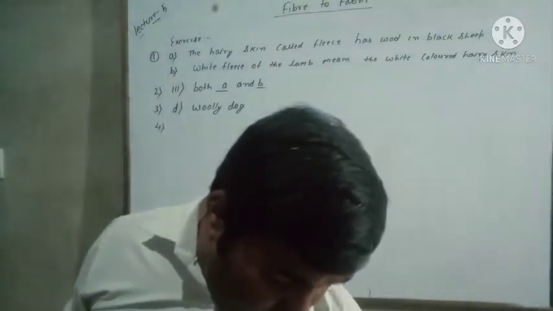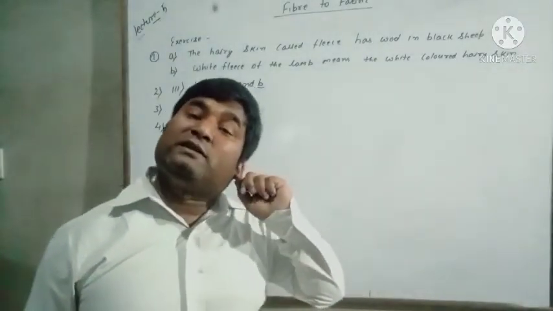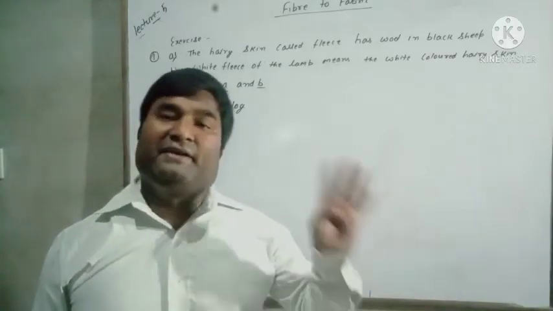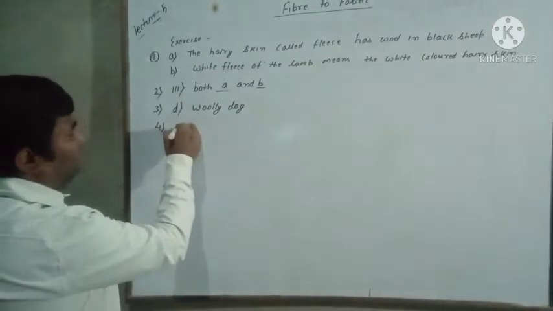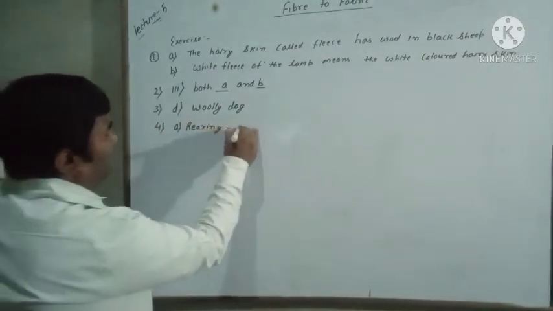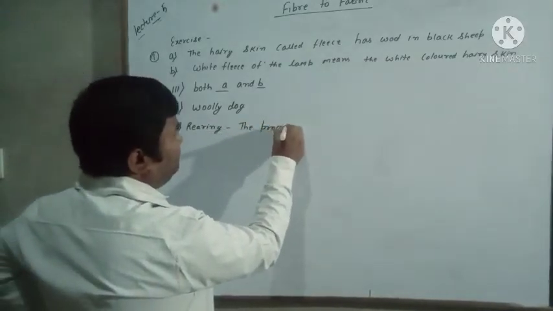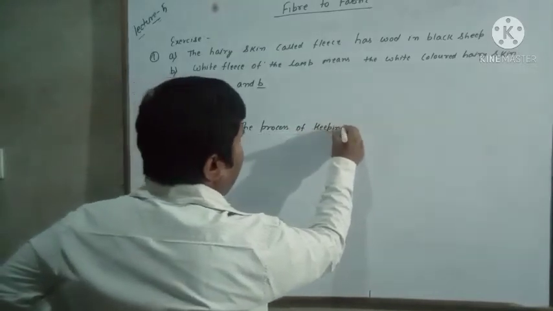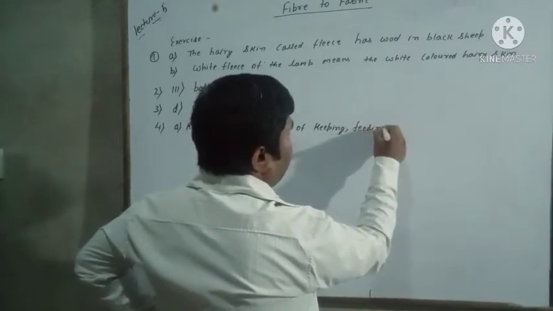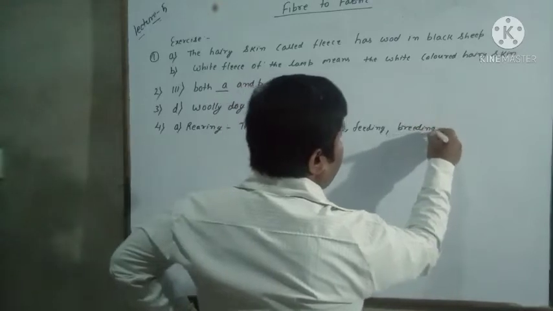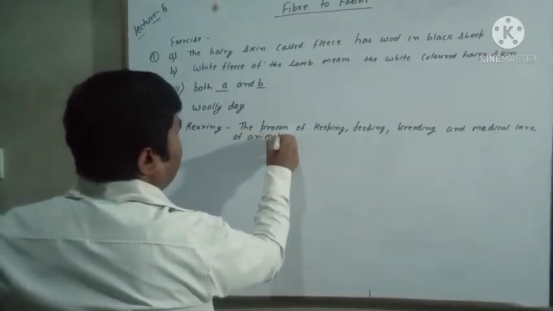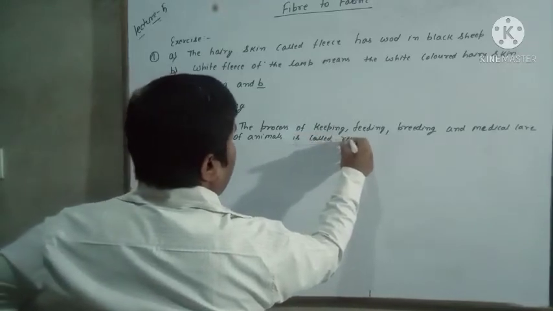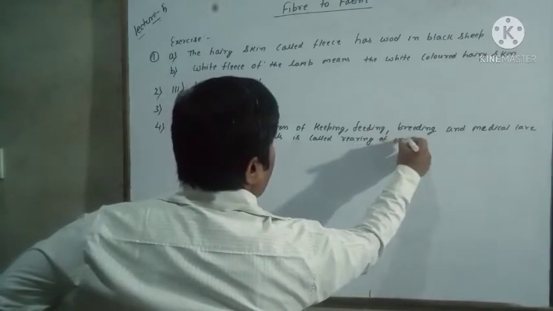Fourth. What do you mean by the following term? Rearing. Rearing means taking care of. Rearing means breeding, feeding, taking care of, and medical care all together is called rearing. So A, rearing, the process of keeping, feeding, breeding (reproducing) and medical care of animals is called rearing of animals.